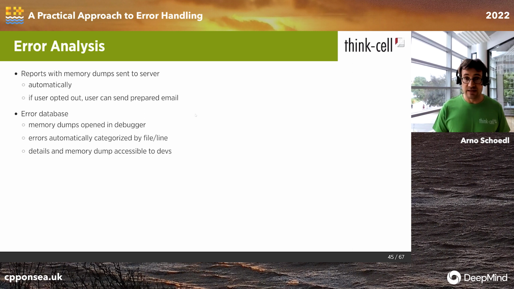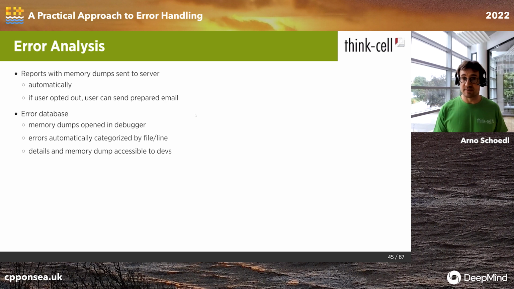Once the report reaches our servers, these memory dumps are automatically opened in a debugger and analyzed, and we see in which file and line the error occurred. We of course have access to our debug symbols. And then we make the memory dump and the error details accessible to the developers.